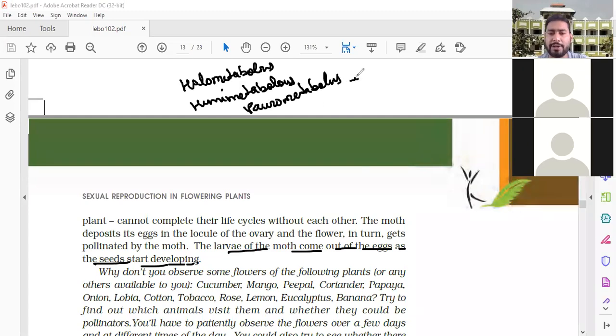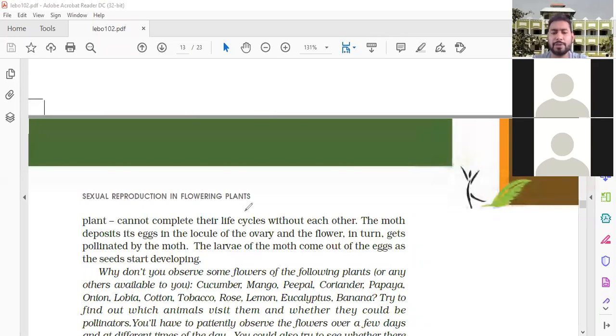Which development is found in the cockroach? Paurometabolous development is found in the cockroach. So they have different stages, including larval stages. Holometabolous means complete metamorphosis. Paurometabolous metamorphosis is found in the cockroach. So here the larvae of the moth come out of the egg as the seed starts developing.